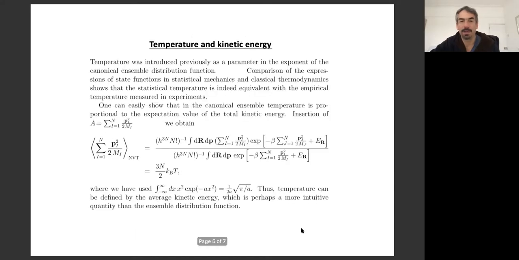Now, before I tell you about this more, I would like to talk a bit more about temperature and kinetic energy. So, what is actually temperature? Any explanations? If I ask you the question, it's a bit of a philosophical question, I guess, but what is it? What does it measure?